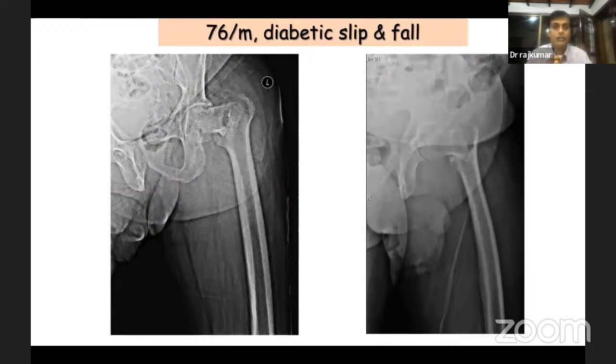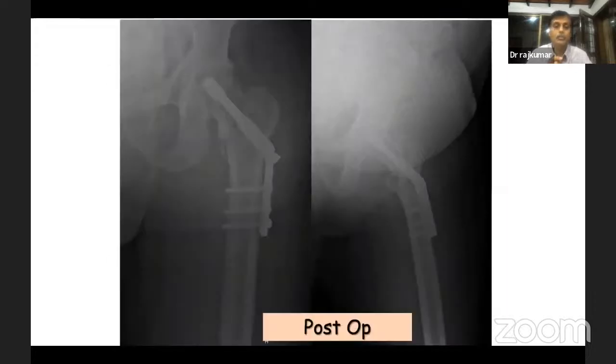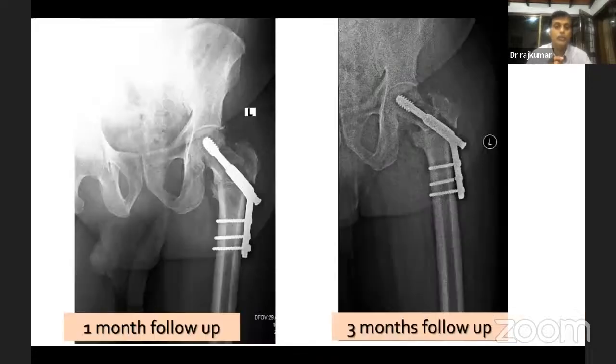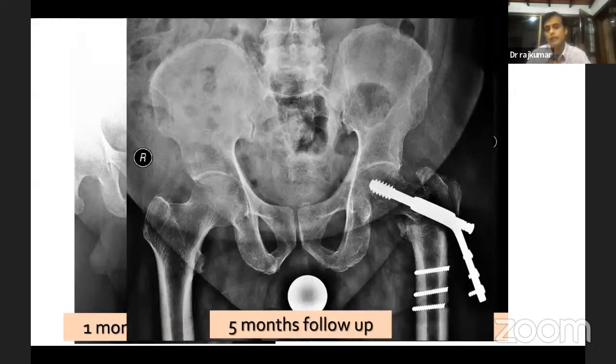The next is a 76-year-old male, diabetic, who had a slip and fall. This was the fixation done, the immediate post-operative period, 1 month follow-up, 3 months follow-up. Obviously, it has started failing because it is more of an unstable fracture. A wrong implant has been used. Because of that, the implant failed, the fracture didn't unite, and this is how it finally looks.